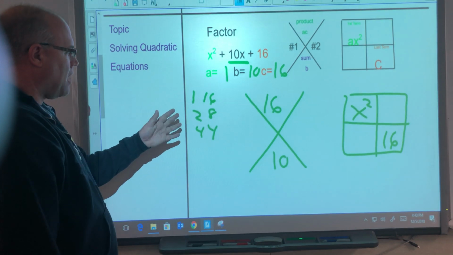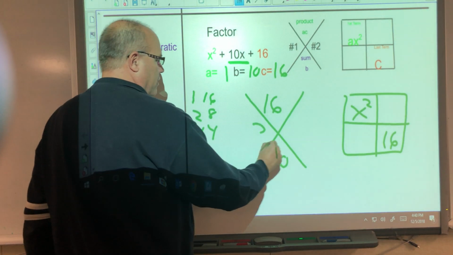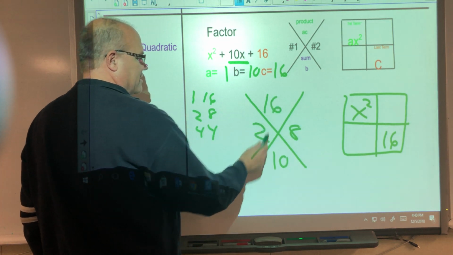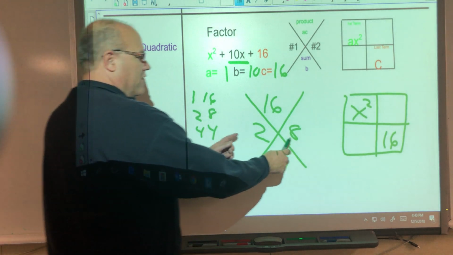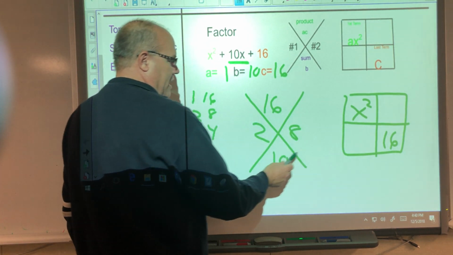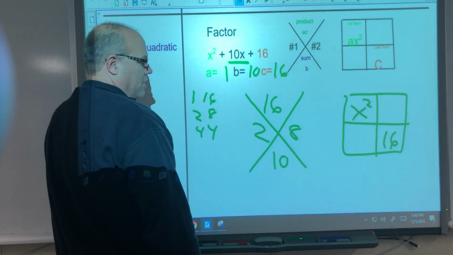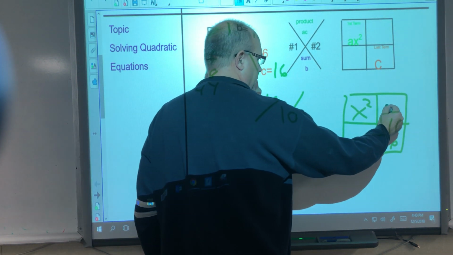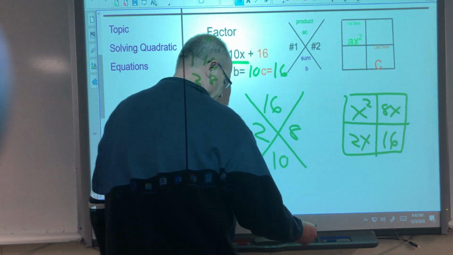All right, out of those combinations, which ones work? That's right, 2 and 8 work, right? 2 times 8 is 16, 2 plus 8 is 10. So that tells us the x's. One box is going to be 8x, one box is going to be 2x. I don't care which box you put them in. It doesn't matter, you'll get to the same answer. So I'm going to put 8x here, and I'm going to put 2x here.